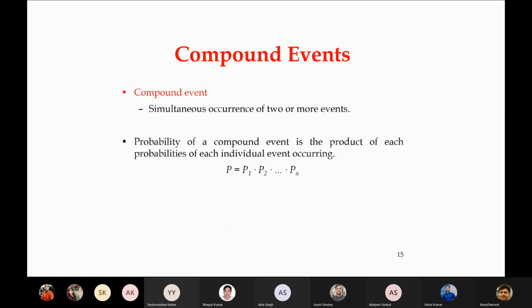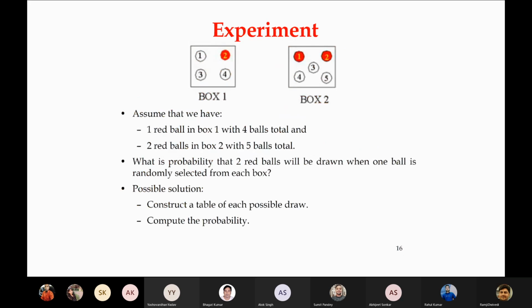Similarly, in the probability theory we have compound events. Compound events mean simultaneous occurrence of two or more events, and the probability of a compound event is the product of each probability of each individual event. It's a very basic definition. There is nothing new in it. So suppose if we talk about one experiment, let's say.